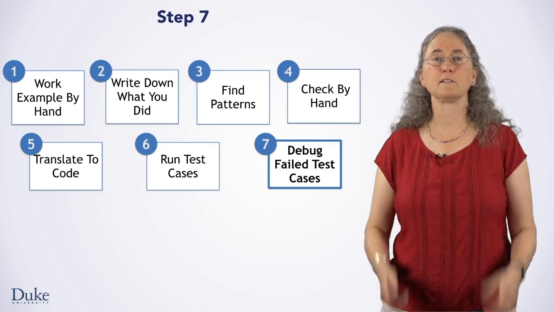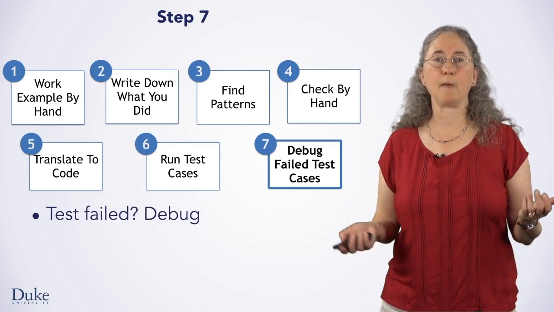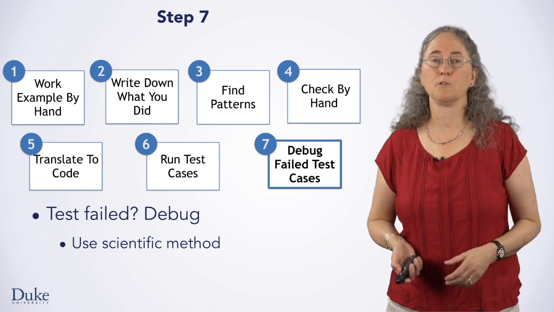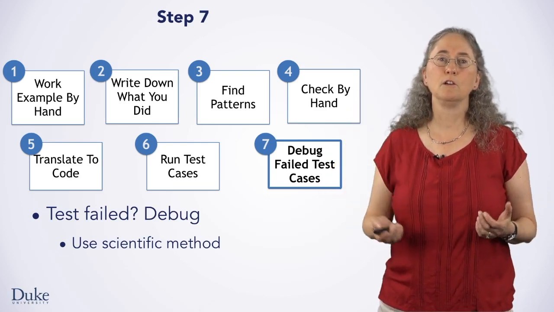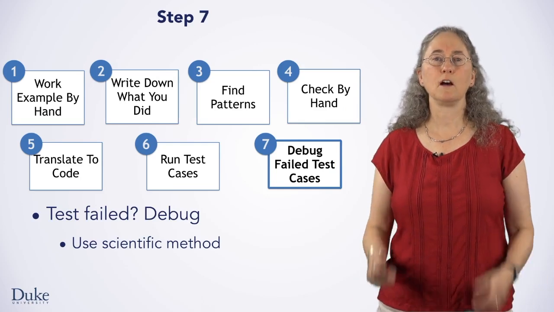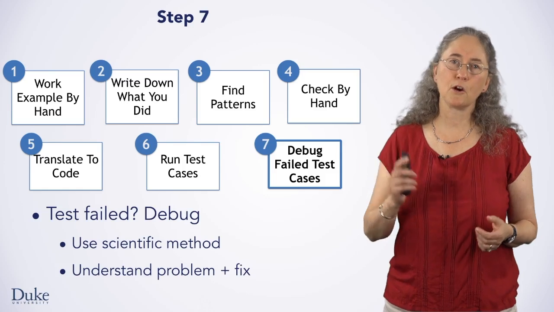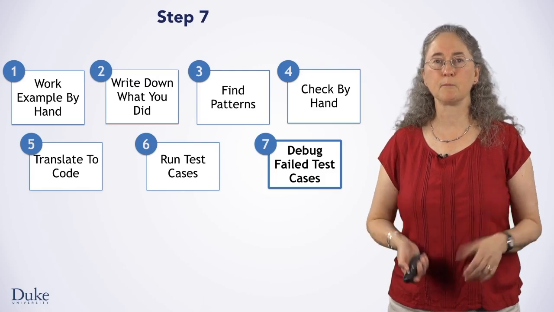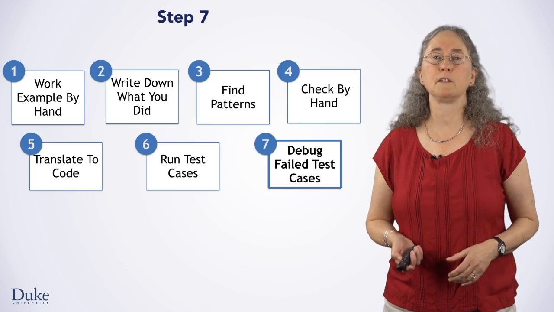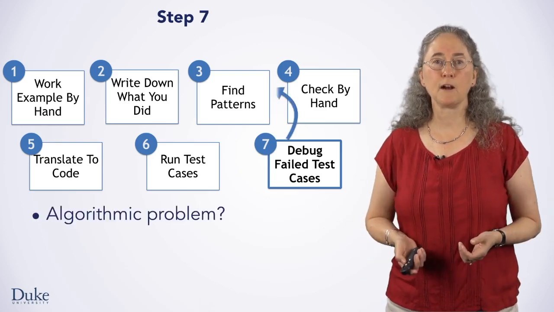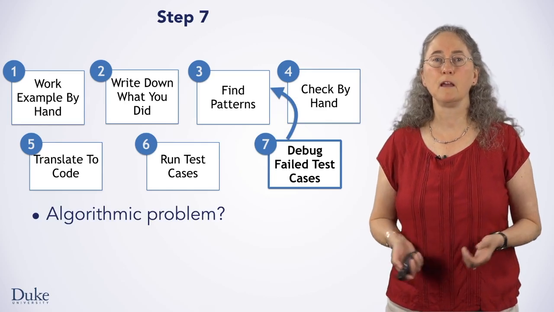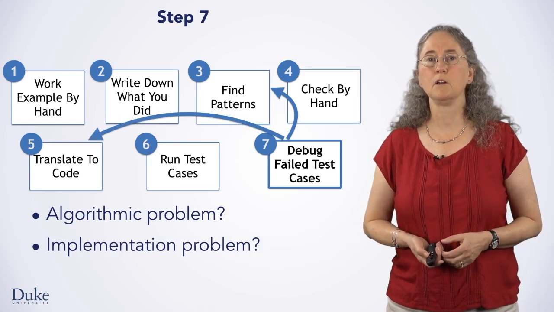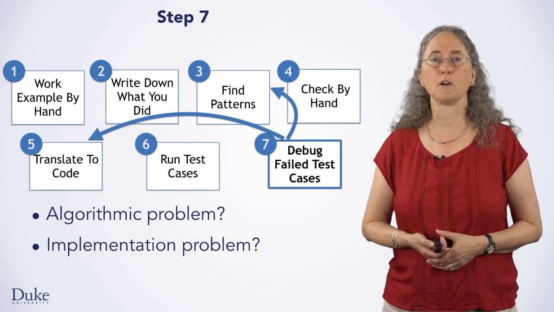When your program fails a test case, you know something is wrong. And when that happens, it's time to debug your program. You can watch a review video about debugging if you need more information, but at a high level, you will apply the scientific method to understand what is wrong with your program and determine how to fix it. Once you have identified the problem using the scientific method, you will need to revisit a previous step to fix it. If the problem is in the algorithm you designed, you will want to go back to step 3 and rethink your algorithm. If your algorithm is correct, but you implemented it incorrectly in code, you will want to return to step 5 to fix your code.